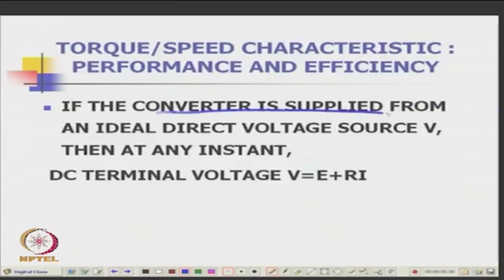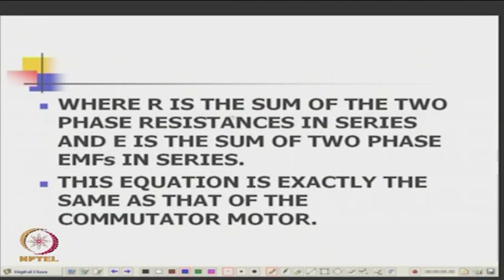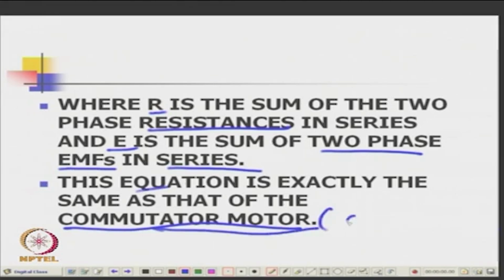So, if the converter is supplied from an ideal DC source of voltage V, at any instant V is E plus Ri. R is the resistance of the circuit of each phase, V is our DC source and E is the induced voltage. R is the sum of the 2 phase resistances in series and E is the sum of the 2 phase voltages in series. So, this equation is exactly the same as that of a DC motor with a commutator. With so much jugglery we have come to the same thing, but the switching is the main issue here.